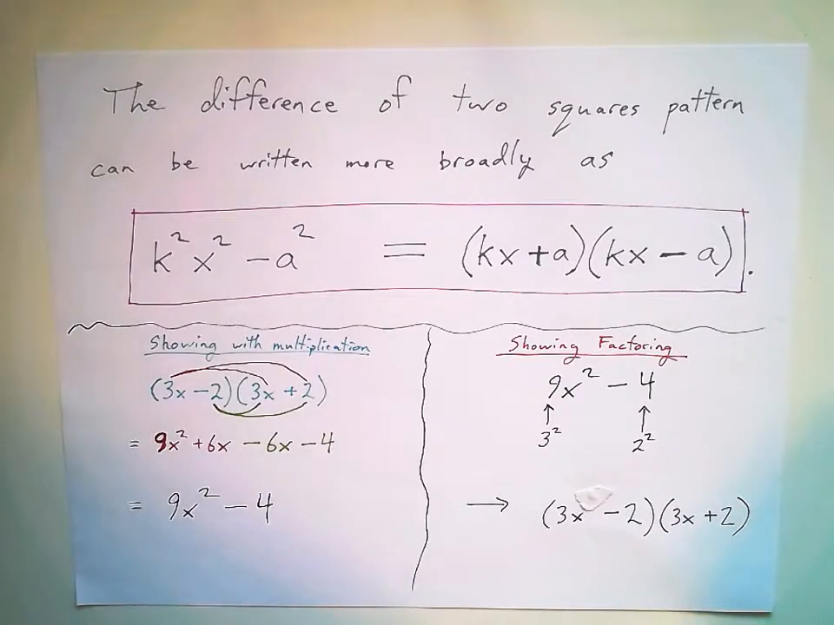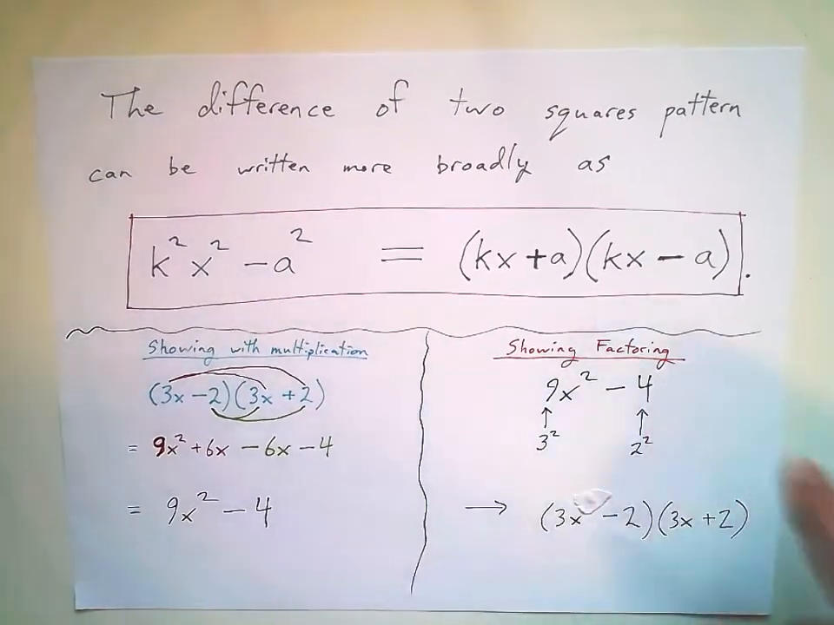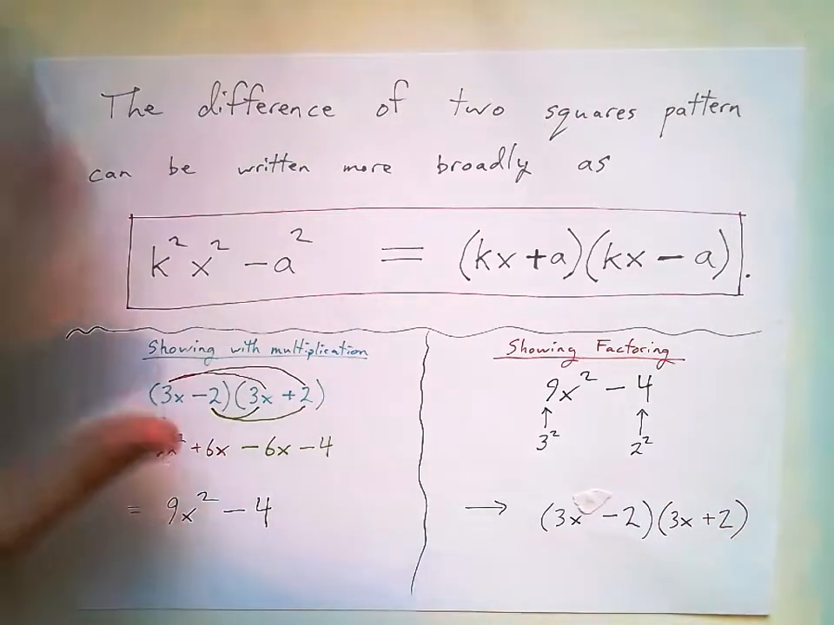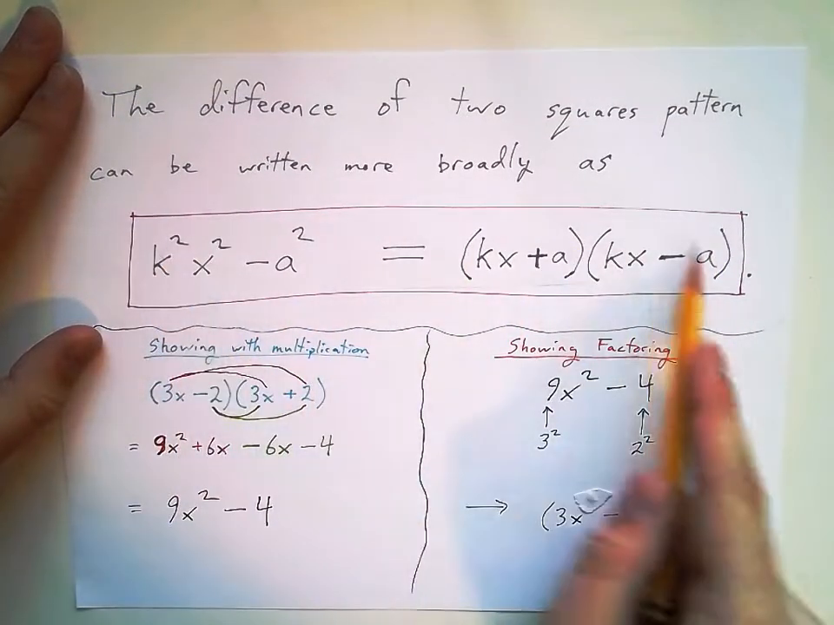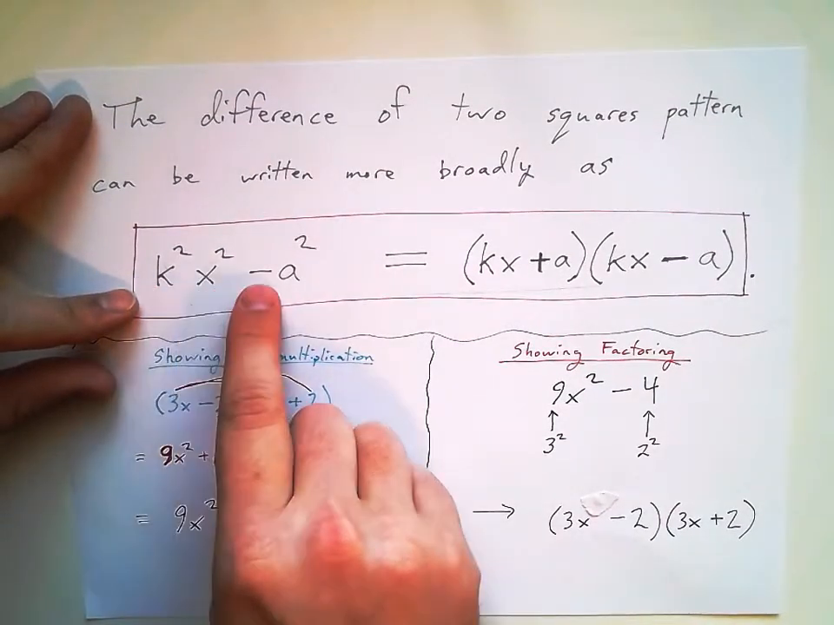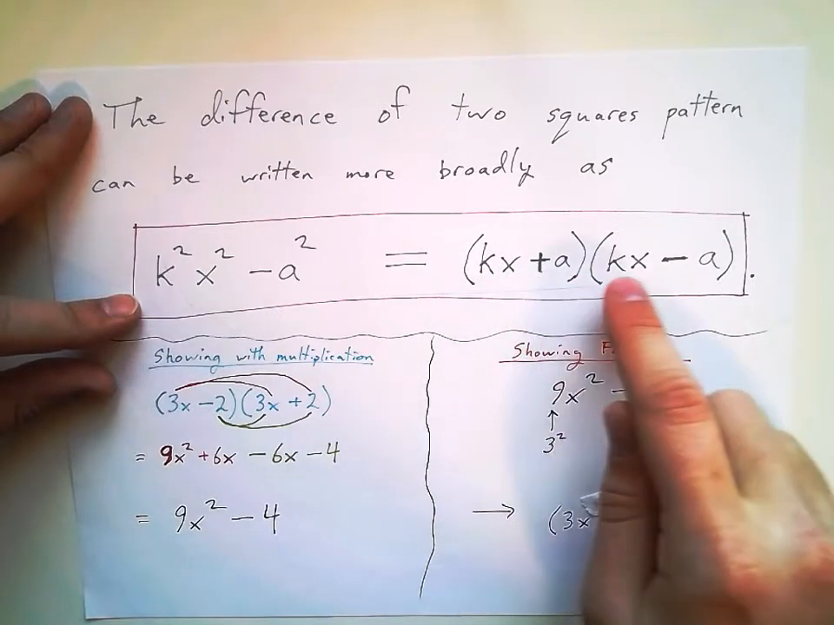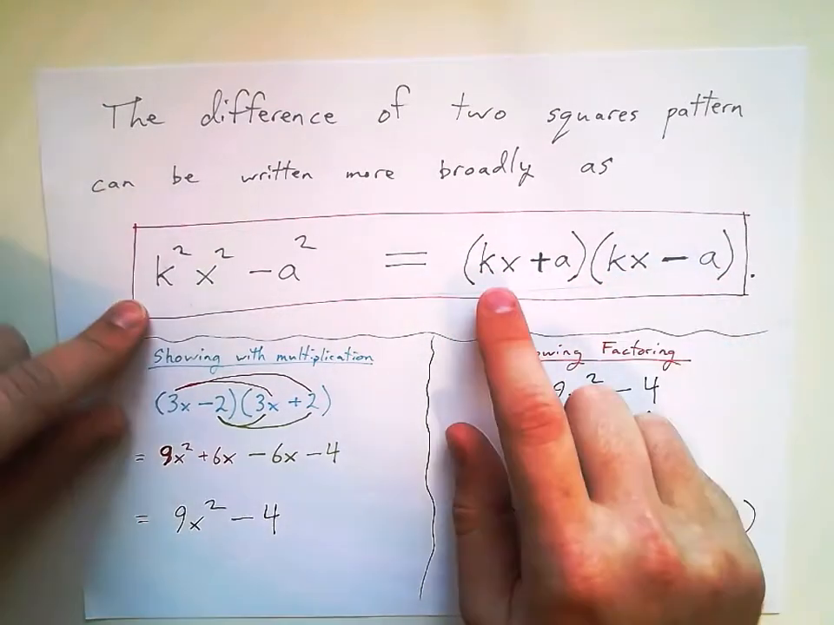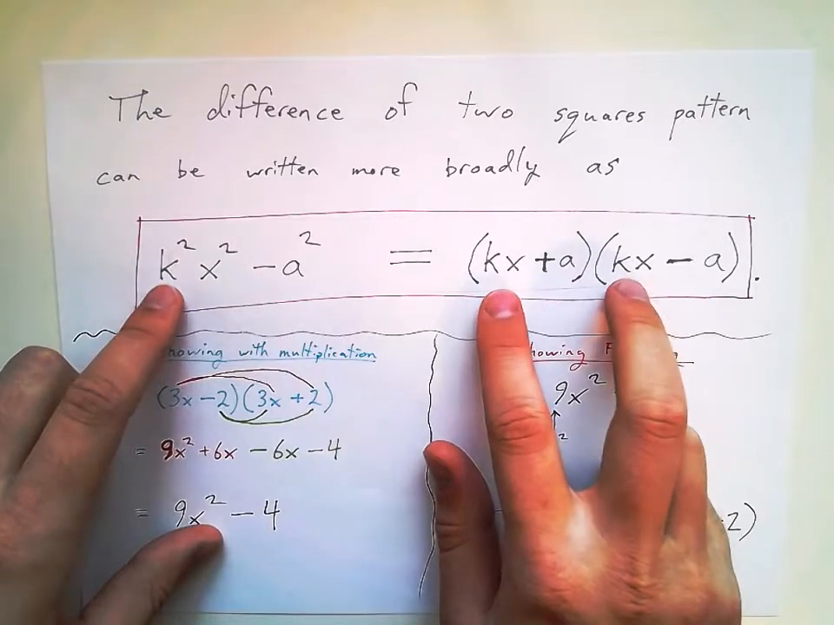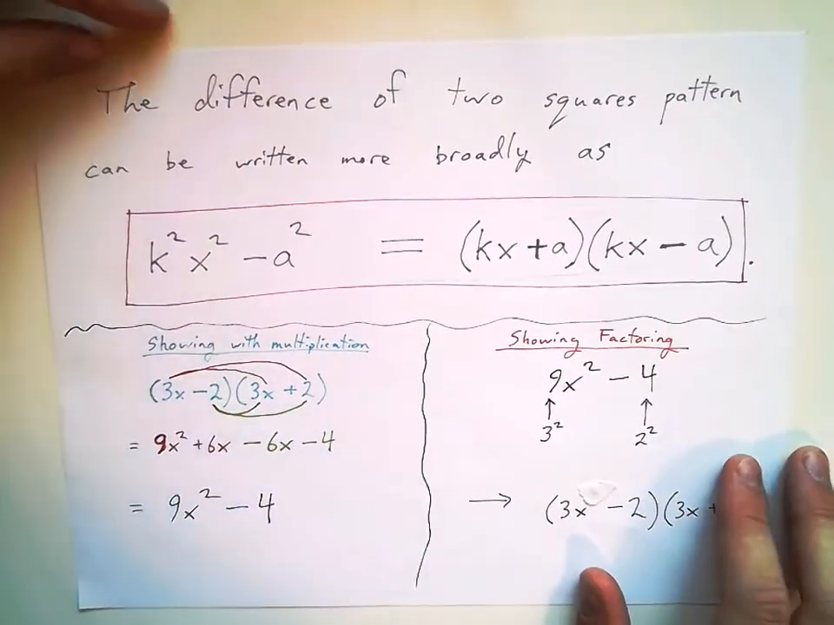So like this one, 9x squared minus 4. So the rule, you copy this into that big blank on your notes. If it's k squared x squared minus a squared, then it will factor to kx plus a times kx minus a. So the difference is you're adding in these k's here, which is another constant.